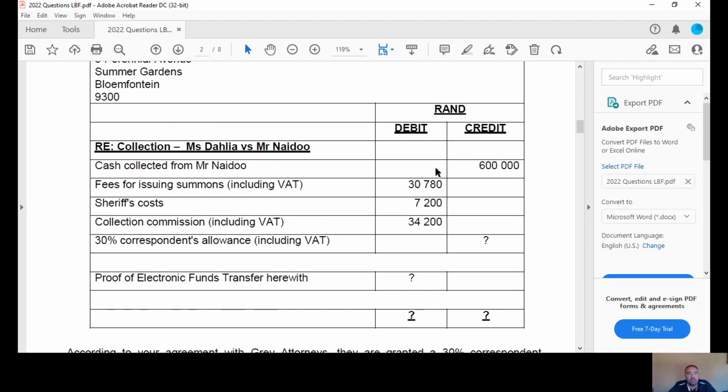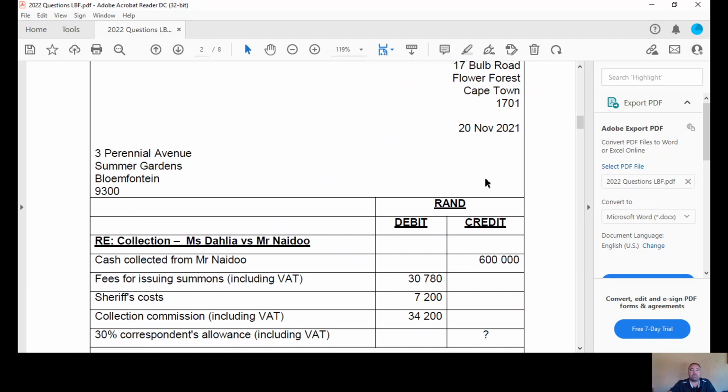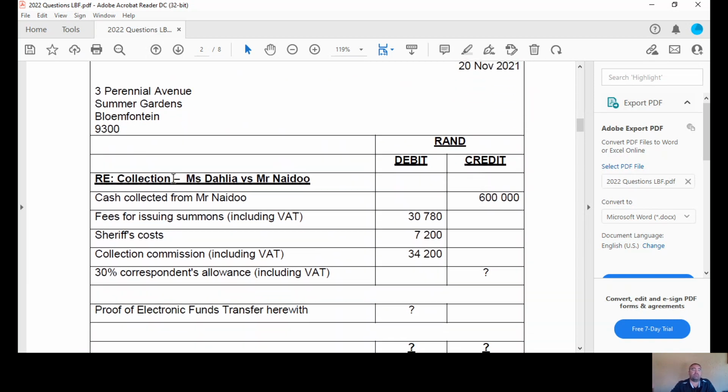So let's just have a read through this. So cash collected from Mr. Naidu, 600,000 Rand. Okay, now you'll see the date on this statement is the 20th of November. So let's assume that all of these transactions from a date perspective happened on the 20th of November, because you will see there's no dates in the question itself. So cash collected from Mr. Naidu. What are you going to do there? That's simply going to be a trust receipt, and towards the trust creditor.